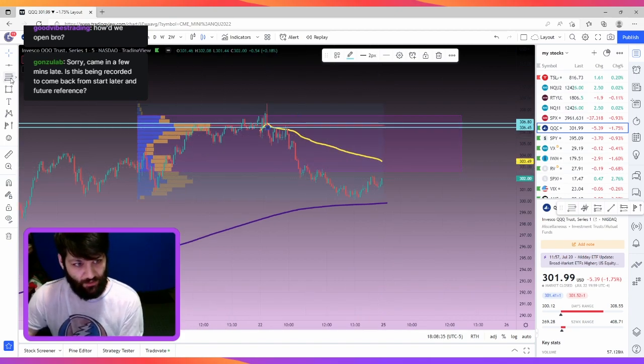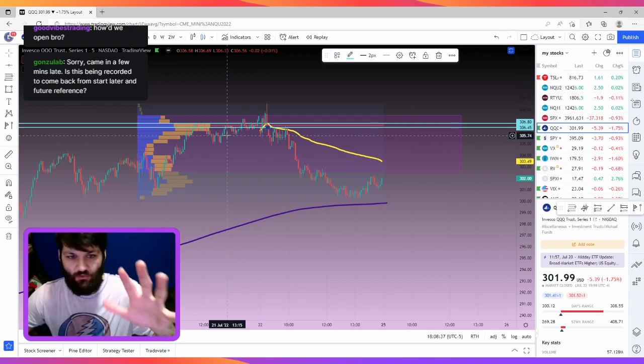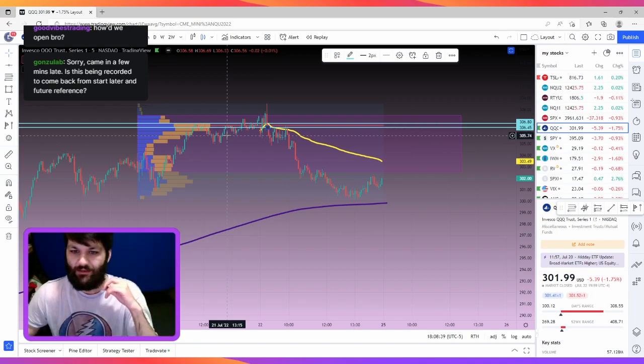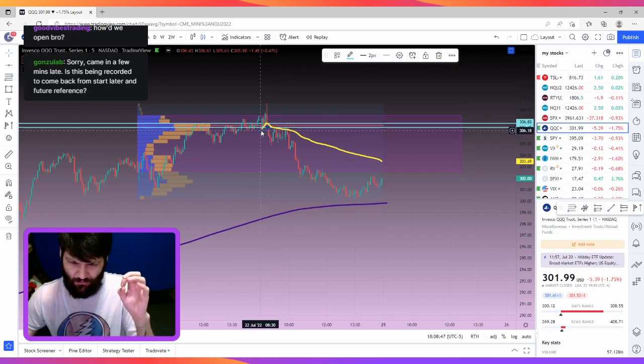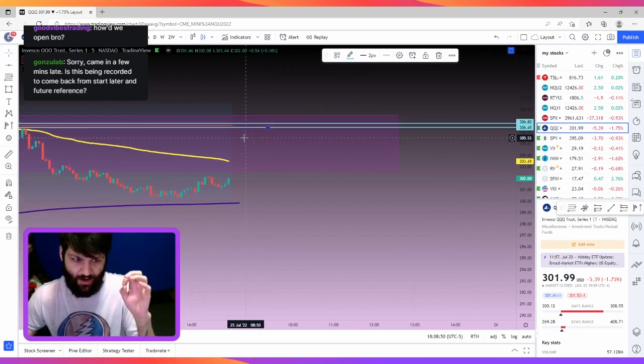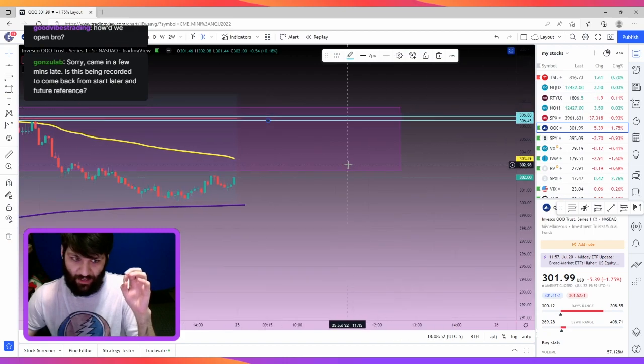Basically what you want to do is use this volume profile as a range indicator that shows you, all right, Thursday this is what happened. So look at what happens Friday. So Friday, this is what we're looking at.